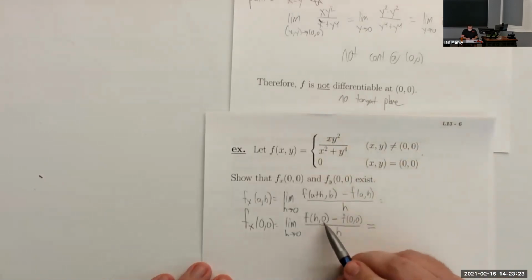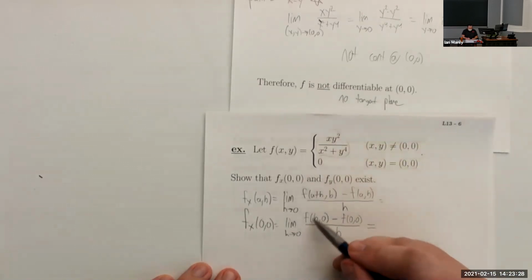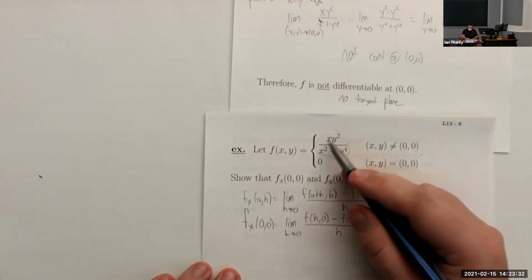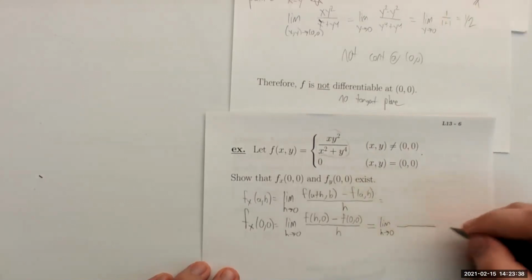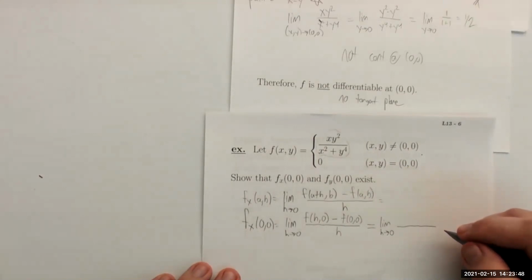Let's see, f of h, 0. That means that I'm using this definition because I'm not quite at the origin because I have this h here. But I am plugging in 0 for all of the y's. So why don't you guys tell me, what is f of h, 0 going to equal? What number is that? Anyone see what f of h, 0 is going to be? It's something pretty simple. It's going to be 0.